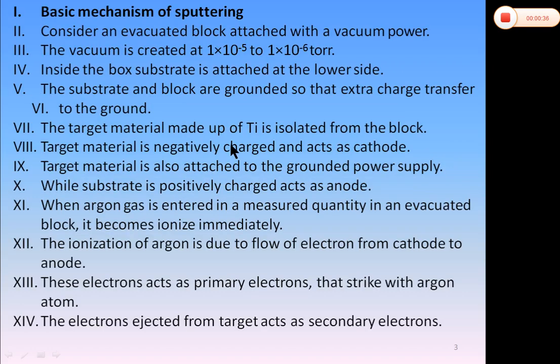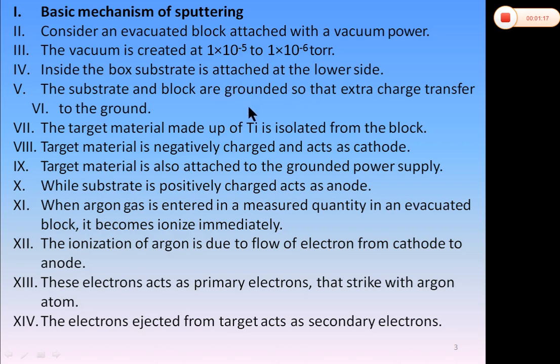Basic mechanism of sputtering. To understand this mechanism, we have to consider an example. First of all, consider an evacuated block attached with a vacuum pump. The vacuum pump is used to create vacuum. This is done at low pressure, that is 10 raised to power minus 5 atm or 10 raised to power minus 6 torr. Inside the box, the substrate is attached at the lower side. You must remember that the substrate and block are both grounded so that we can remove extra charge to the ground.